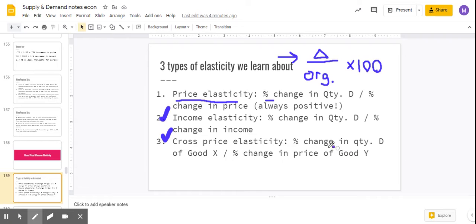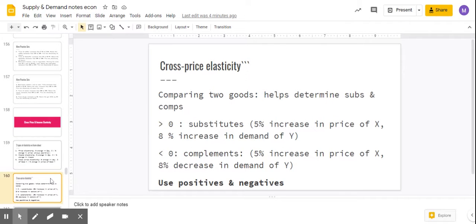All right, the pattern that you should notice is that the change in demand is always the numerator. It's always on top. Change in demand divided by change in price. Change in demand divided by change in income. Change in demand divided by the change in the price of good Y. So keep that in mind. If you're a little hazy on this, always remember demand goes on the top. Demand over whatever the other variable is. All right, so that's that slide.